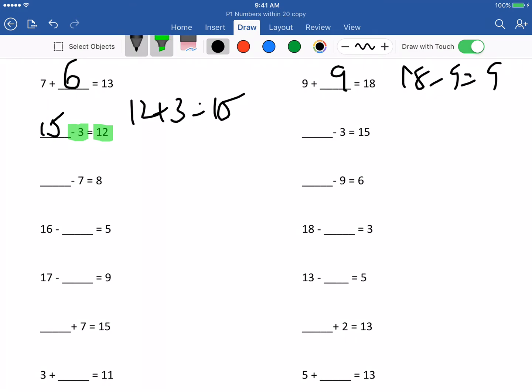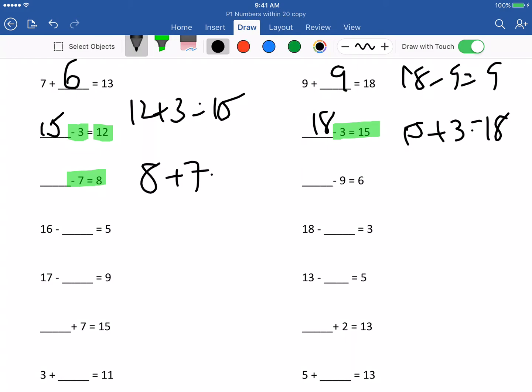Okay, next one. What number must you subtract 3 from such that you get 15? Same example, 15 plus 3 will be equal to what? 18. Next one. What number must you subtract 7 from such that it gives you 8? The answer, which is 8 plus 7, is 15.